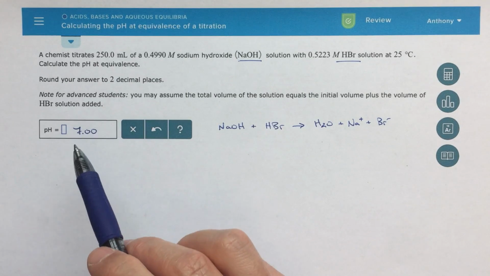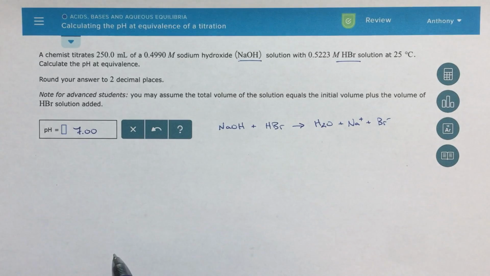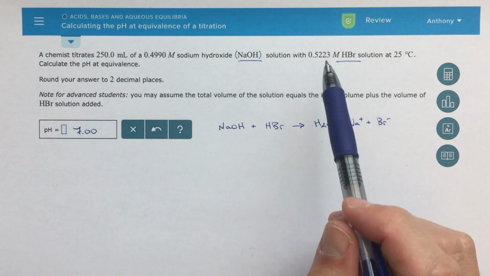So for all of these versions, we can ignore all of this information and just say, well, the pH should be 7 at the equivalence point when I mix a strong base and a strong acid.